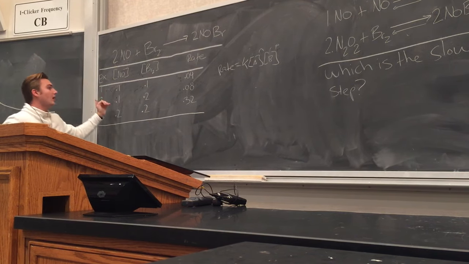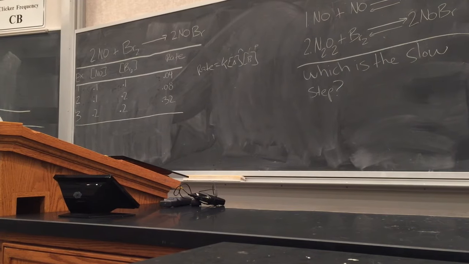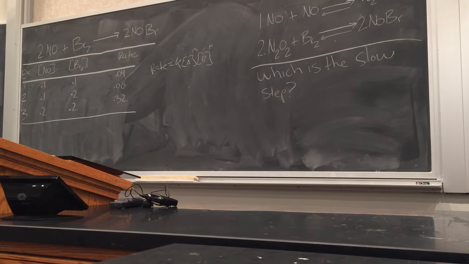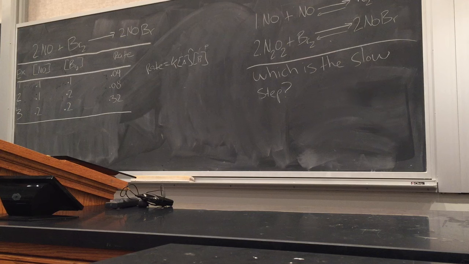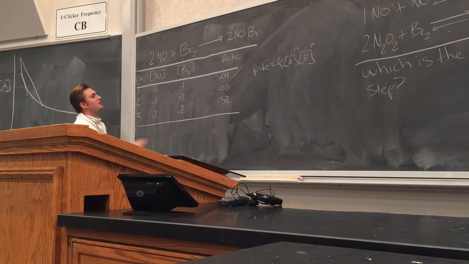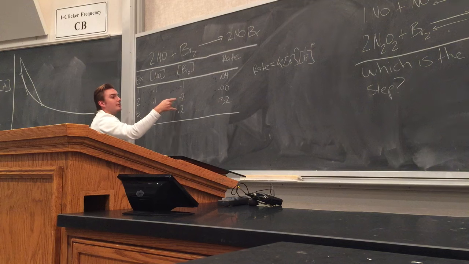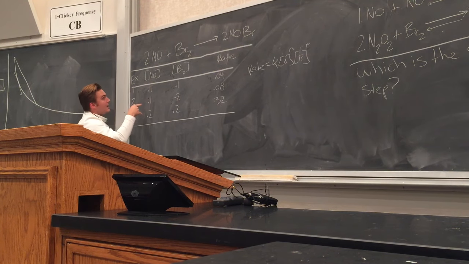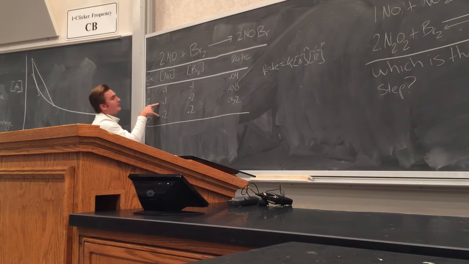Now, the next one we could also eye, but I want to go through how you would solve it if you weren't sure, if you didn't want to fumble that math. So how could you go through something like that? Well, if we already know Br2, let's look at what experiments we would want to use for NO. Maybe 2 and 3, because Br2 remains the same. And with 2 and 3, we double NO.